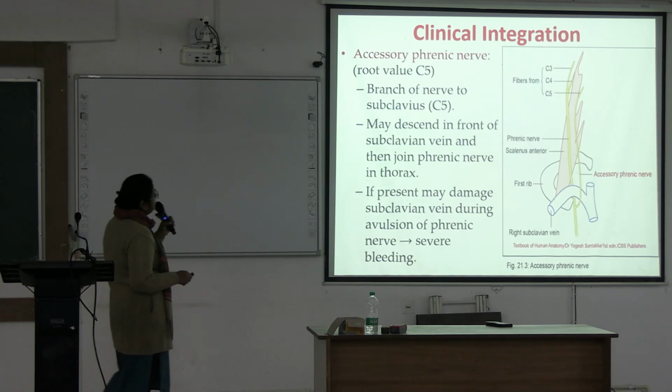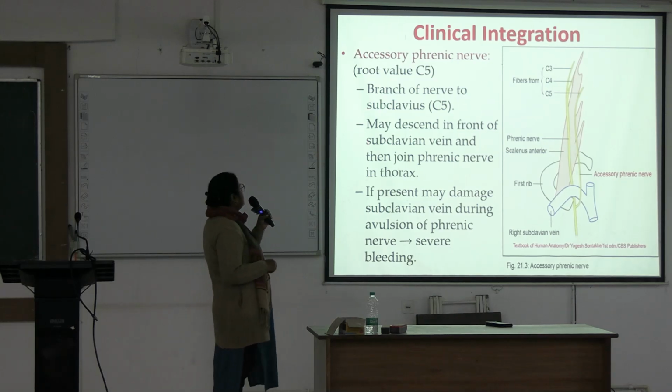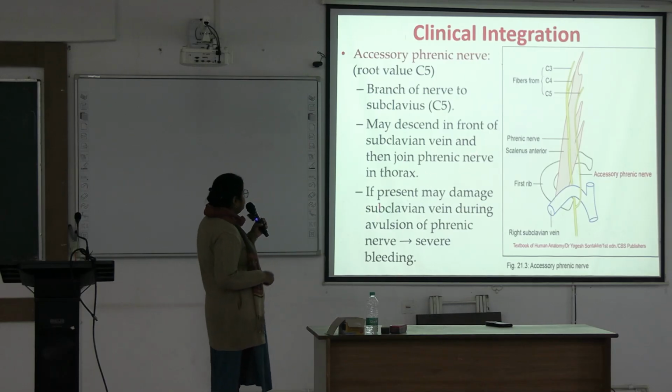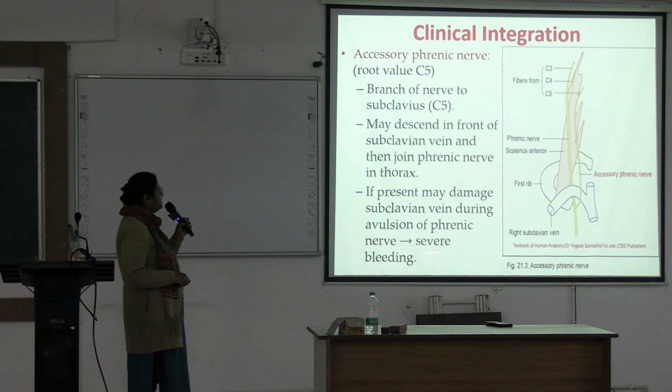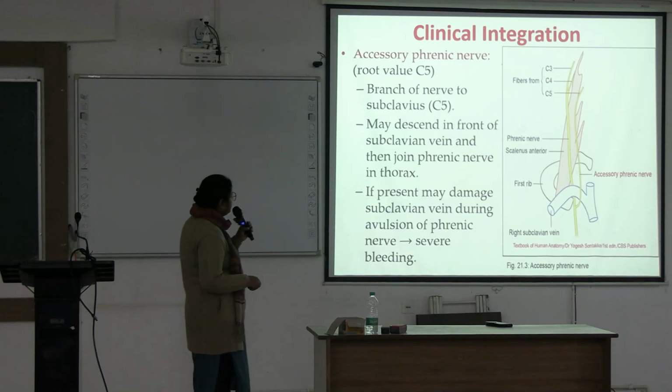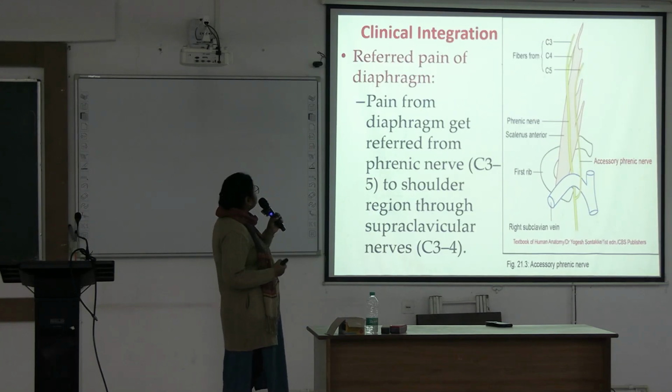Accessory phrenic nerve: root value is C5, a branch of the nerve to subclavius, and it may descend in front of the subclavian vein and then join the phrenic nerve in the thorax. If present, it may damage the subclavian vein during avulsion of the phrenic nerve. There will be severe bleeding, because it lies in close relation with this important large vein.